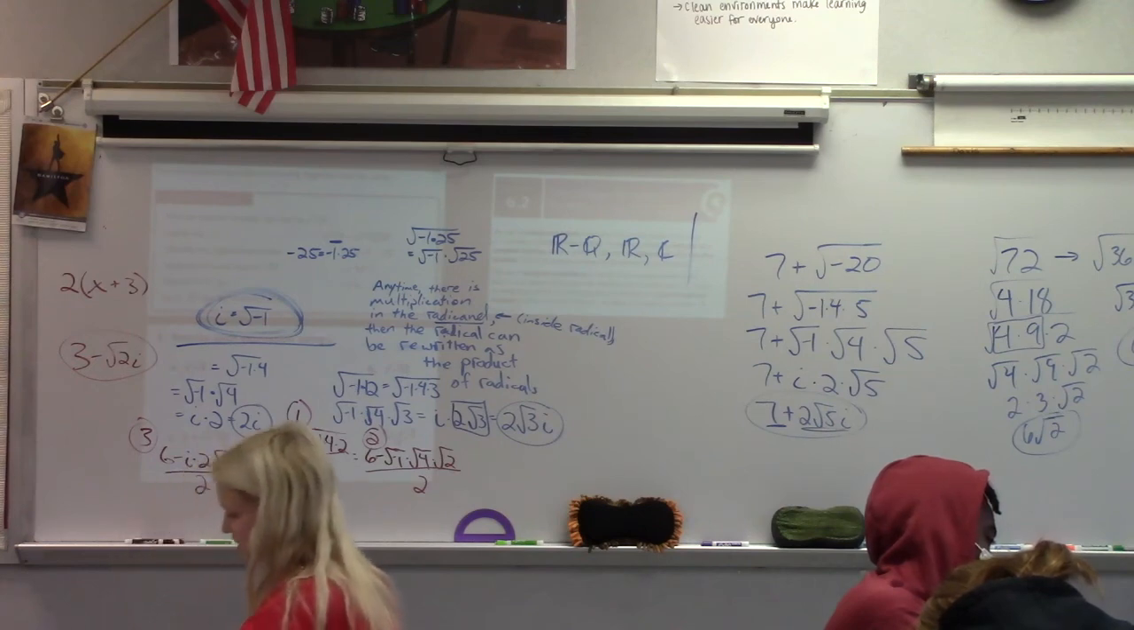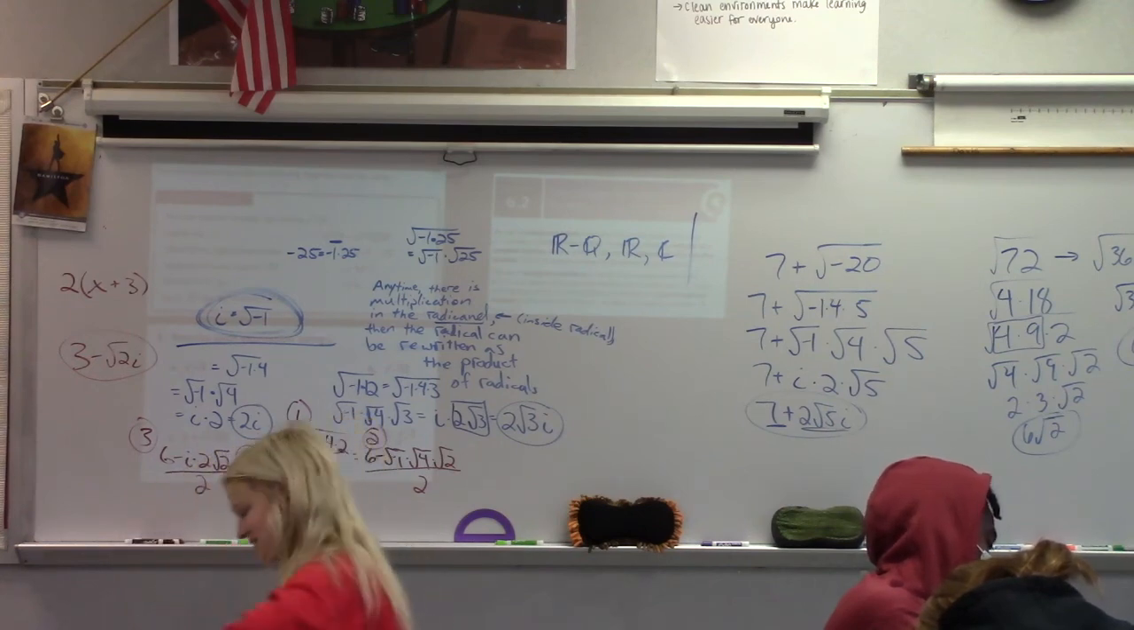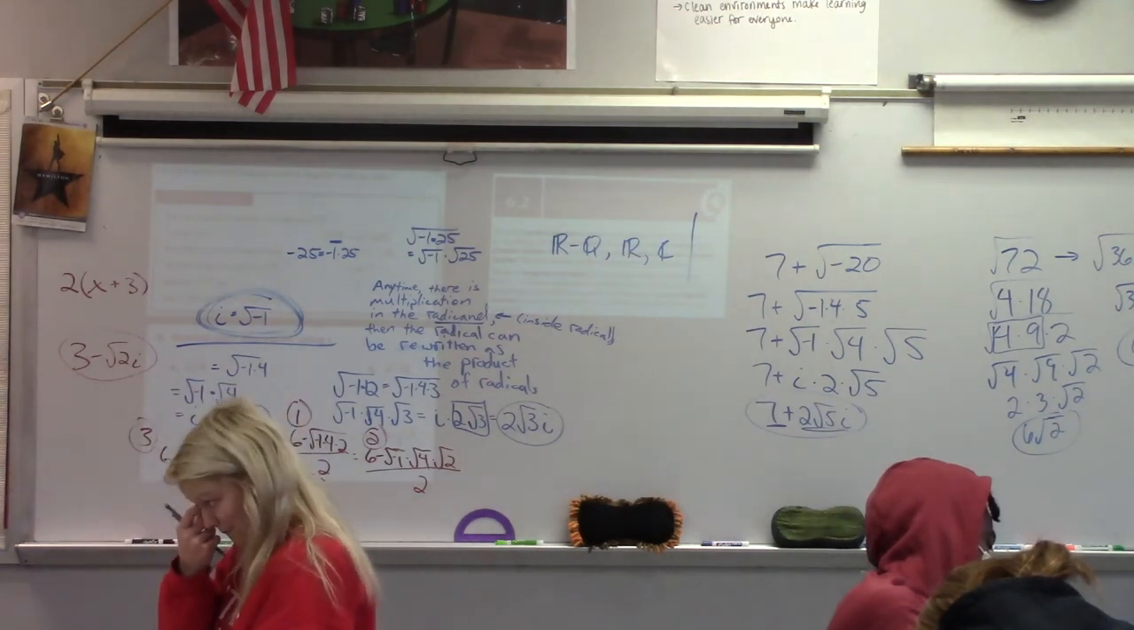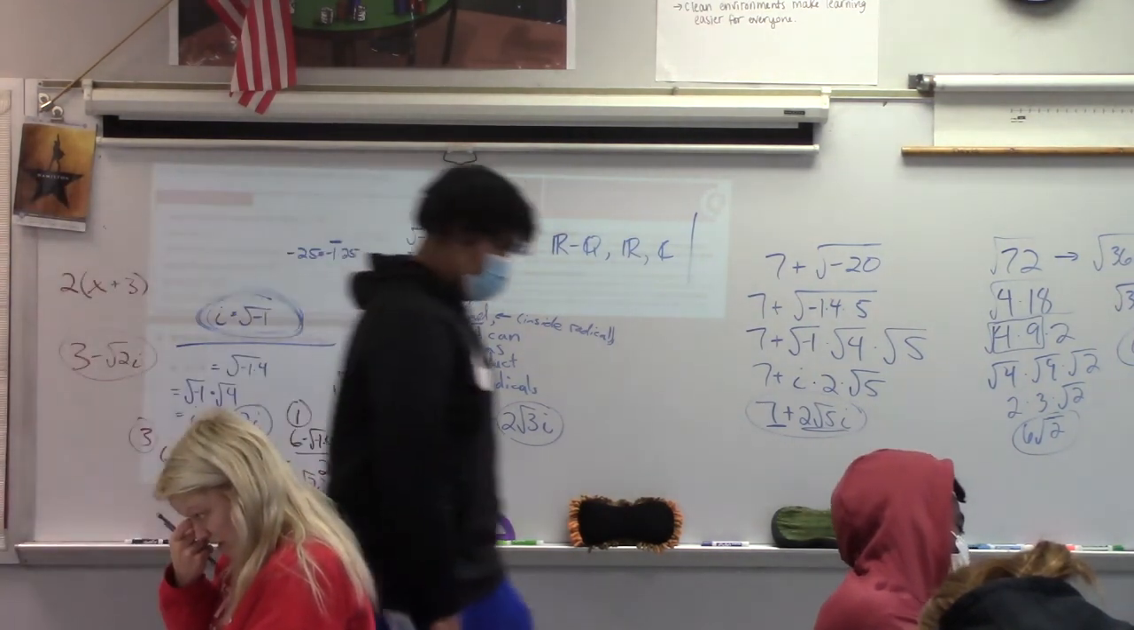Equals, I'm just literally copying what they did. Don't forget you can divide by 2 here. Like 6 divided by 2 is 3, 2 divided by 2 is 1, so we simplified it. Now you've got to factor it.